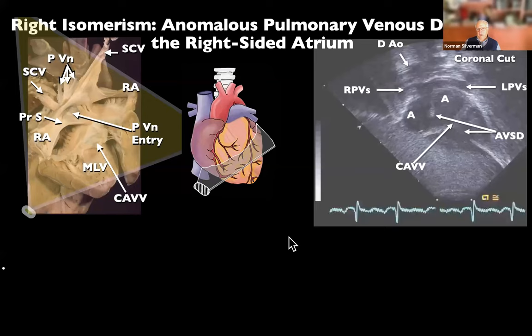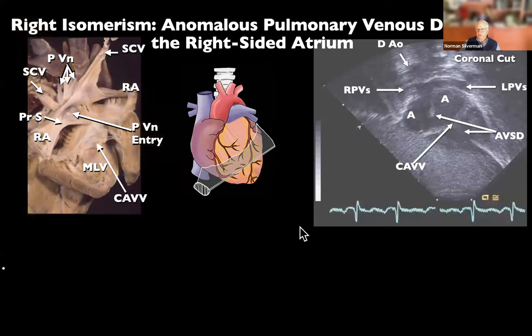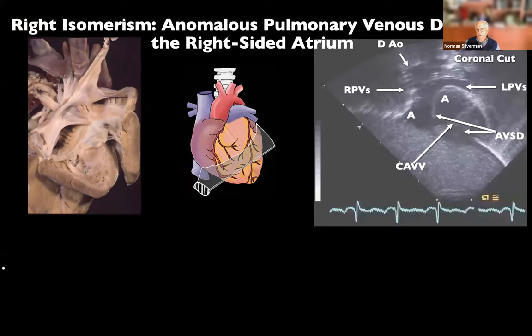And this is another example showing bilateral right atrial appendages, a complete AV septal defect, and pulmonary veins draining to the wrong-sided atrium. Normally, the pulmonary veins would be expected to drain here, but this form of anomalous pulmonary venous return directly to the right atrium is a feature of right isomerism as well. And so this is an uncommon feature, but important.